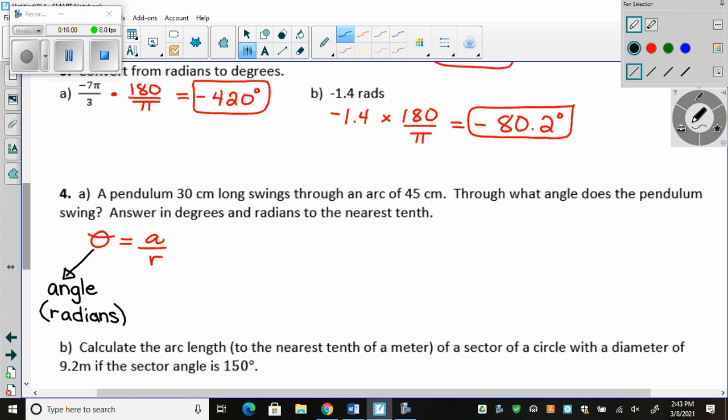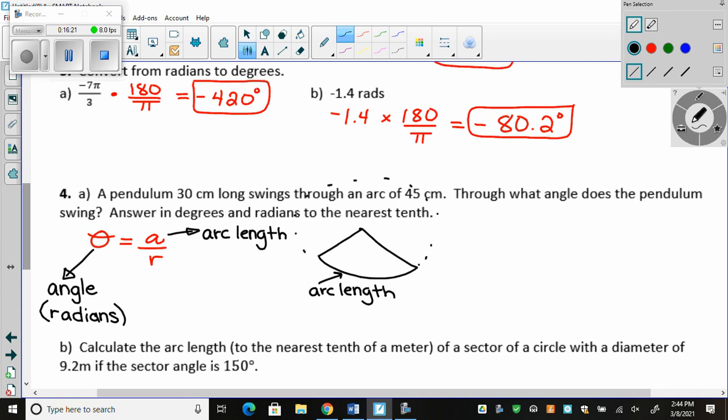Now, A is your arc length. What is that? Well, you'll be given some sort of object like this, and this is the arc length. And if you went around, this would be a full circle. This would be the radius, and this would be your theta. Now the key is, and I've never seen it not be this way, but I tell you just in case, the arc length and radius have to be in the same units. So if the arc length is in meters, the radius has to be in meters.